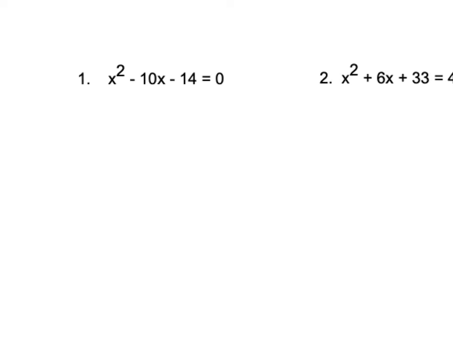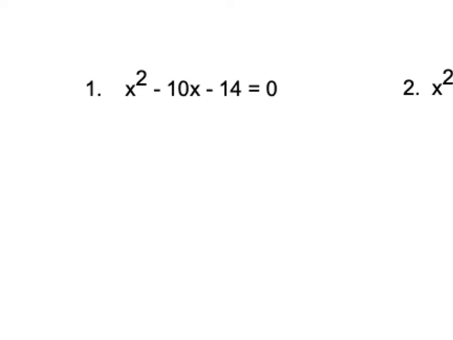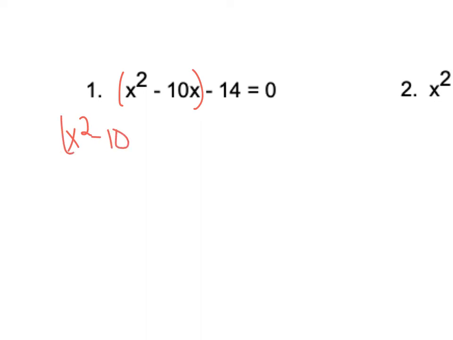Okay, so the first thing, we want to make sure it's set equal to 0. We already have it set equal to 0, so that's good. The next thing after that is we are going to group our parentheses here. So I'm going to group my x terms. I'm going to have x squared minus 10x inside of my parentheses, plus something. The minus 14 stays there, and then I'm going to subtract that same something.